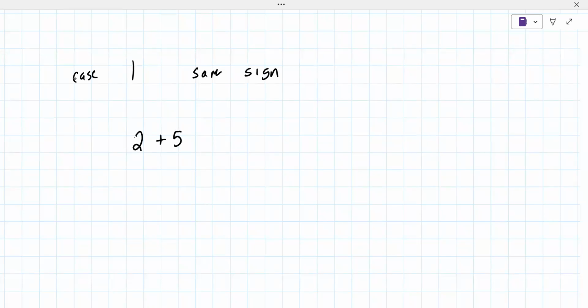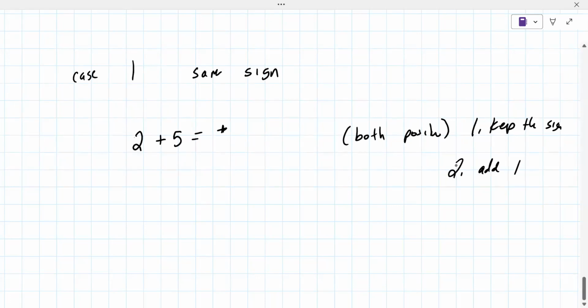Do you agree that these are both positive? Yes, sir. Okay. So when they're both positive, the first thing you do is you always keep the sign, meaning the answer in this case is positive. Now you don't write it, but we know that it's positive. Does that make sense? Yes. The second thing is you add the numbers without the sign.